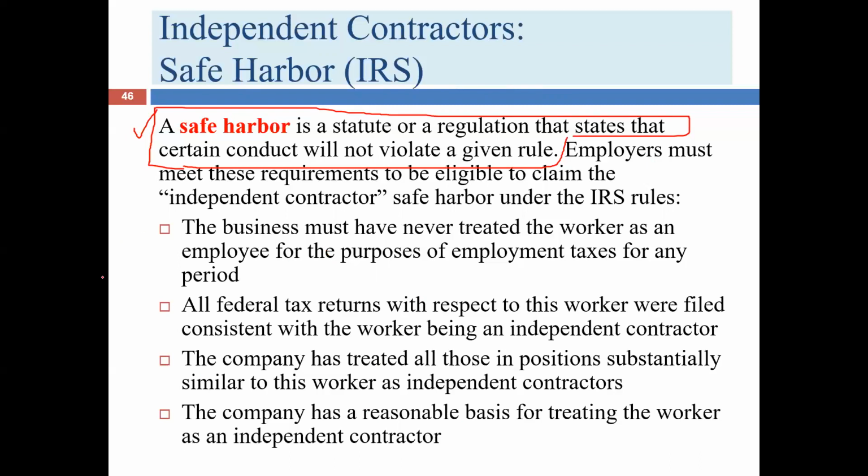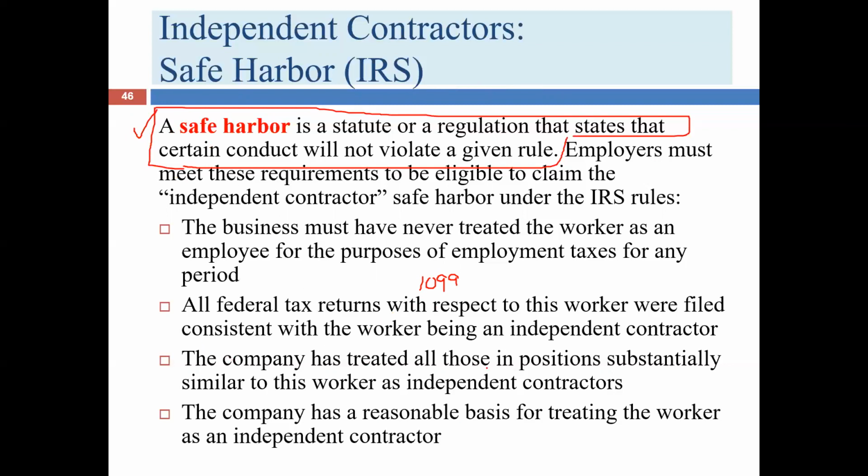The next one is all federal income tax returns with respect to this worker were filed consistent with the worker being an independent contractor. So you've been doing 1099s for this worker throughout the time, every single year, doing all of those things. Again, if you missed a year in which that person worked, you're not going to have access to safe harbor. They may be an independent contractor. You may be able to prove it, but you can't use the safe harbor.